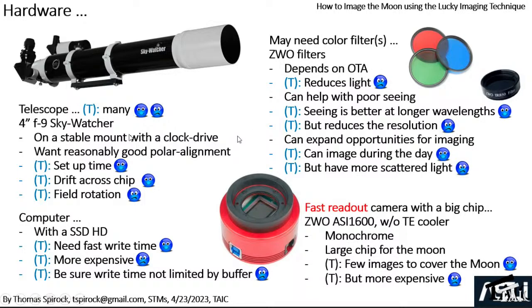You do need a stable mount with a clock drive. And we want reasonable, but it doesn't necessarily have to be perfect, polar alignment. That saves on setup time, because I do not have a permanent observatory, so I have to set up and take down my scope every time I use it. The fact that I don't need perfect alignment decreases the setup time. And the reason you don't necessarily need perfect polar alignment is because you actually would like the image to slowly drift across your chip, so it's not perfectly stable. So you actually don't want perfect tracking.